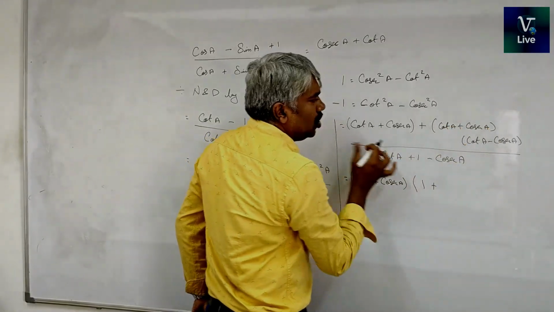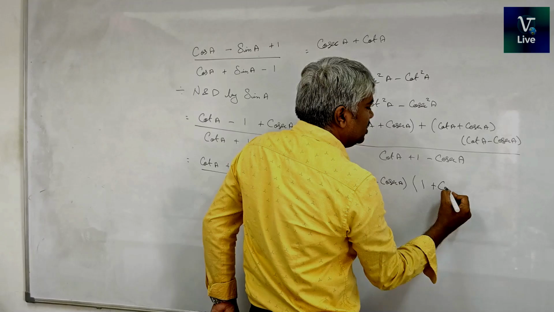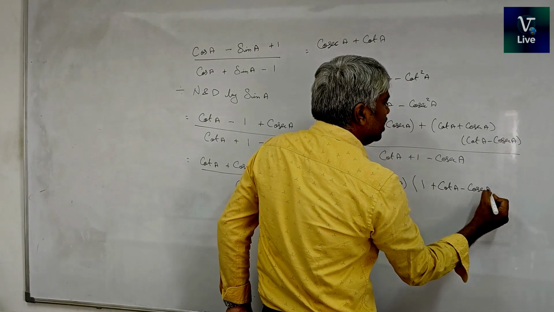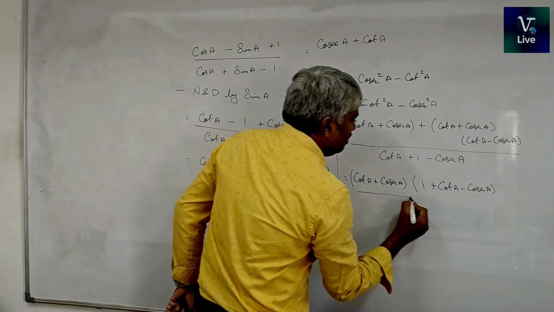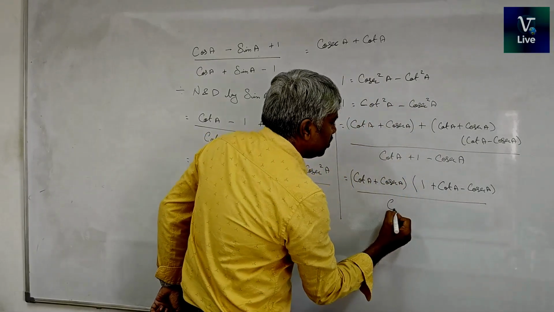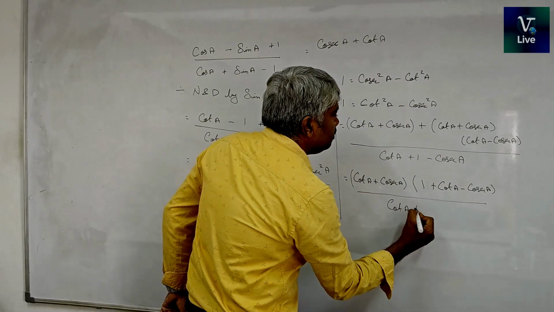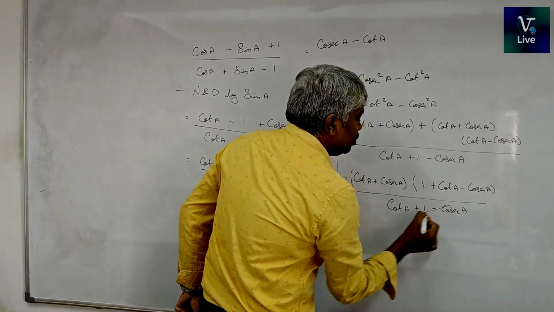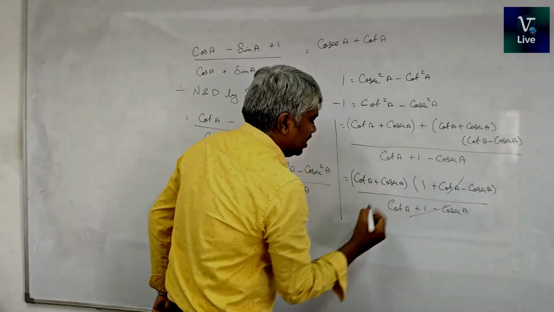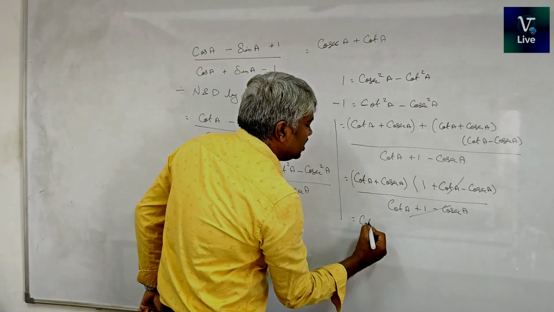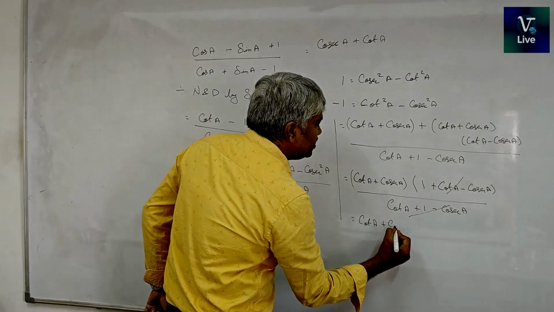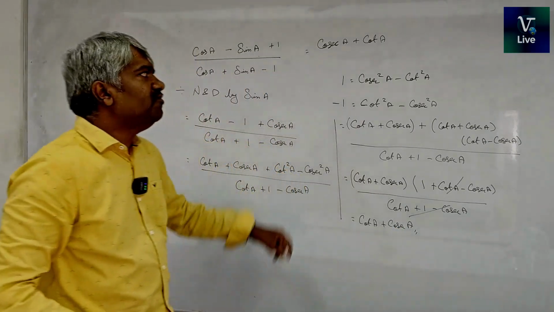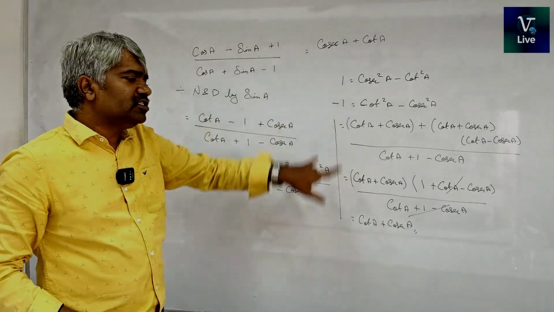Since this data has gone out, the next data is cot A minus cosecant A divided by cot A plus 1 minus cosecant A. So you can cancel these two terms, and you will get the answer cot A plus cosecant A. Hence true. So we have found the solution for this problem.